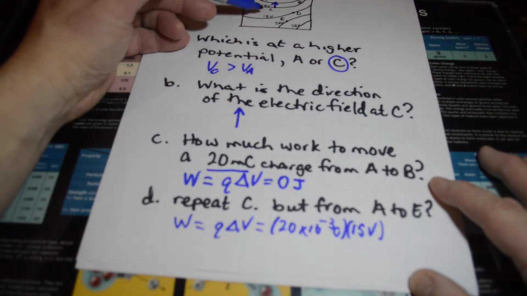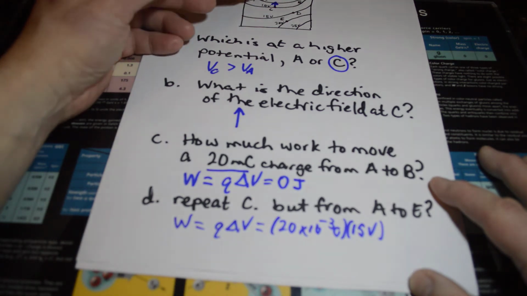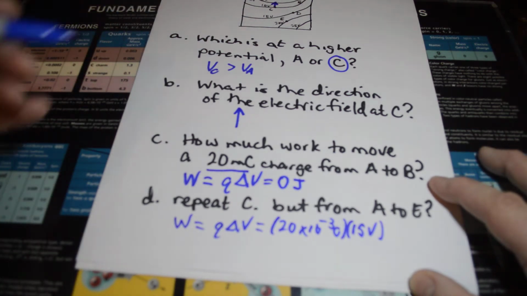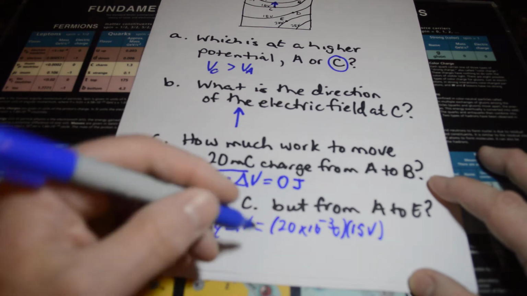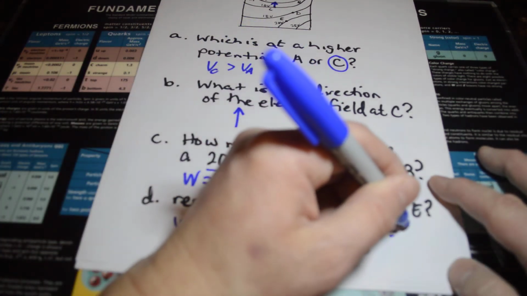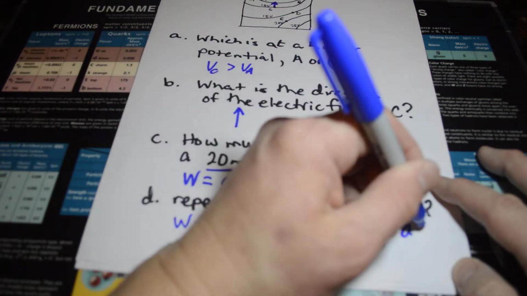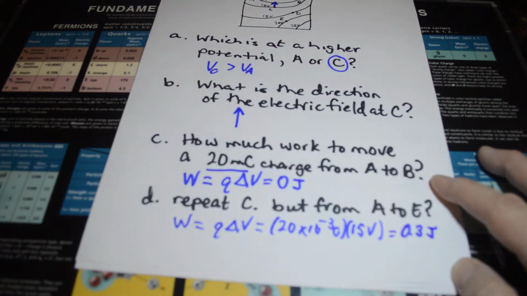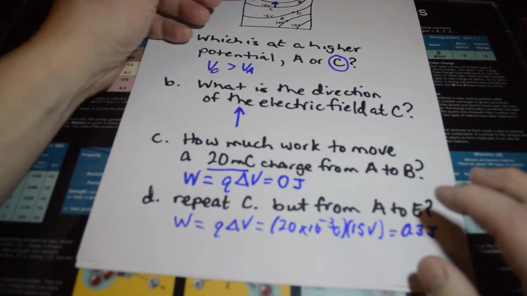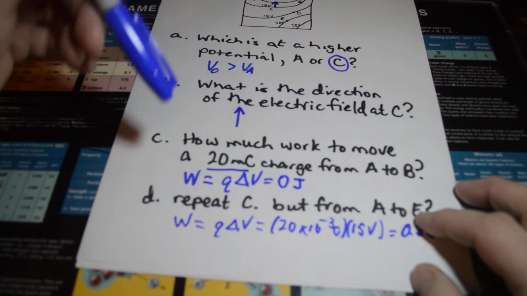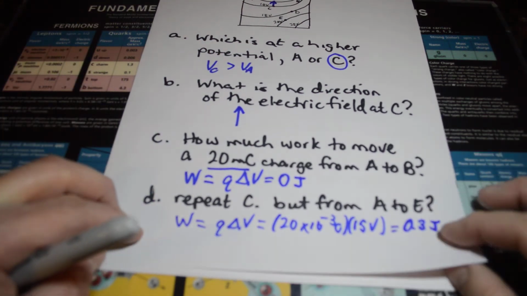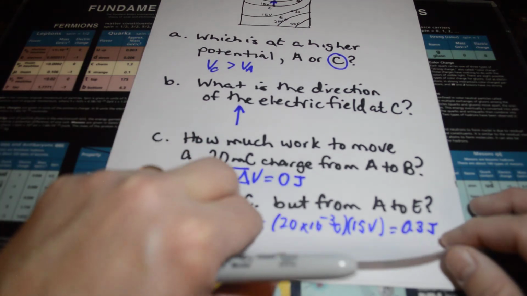You're going against the field, so you're going to have to put work in to get a positive charge to go there. To get to the higher potential, you're going to have to put in an amount of work. If you do that calculation, you get 0.3 joules of work. Let me repeat that one more time. Since you're going from lower to higher potential, you're going against the electric field, so you're going to have to put work in to get that positive charge to go from point A to point E.